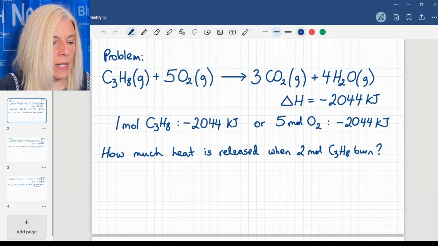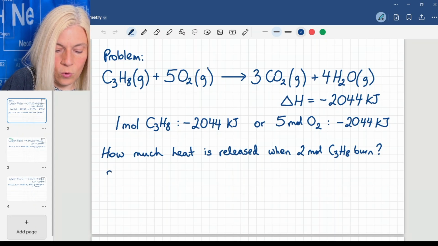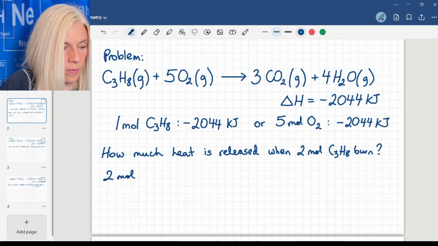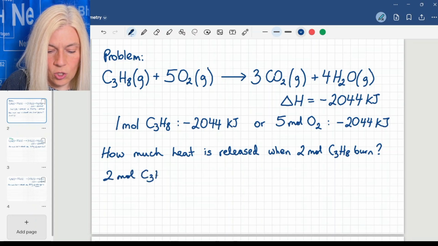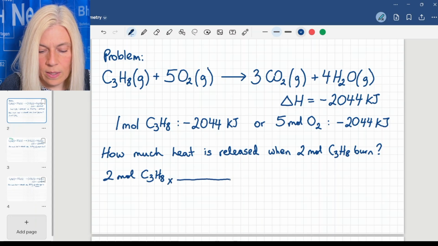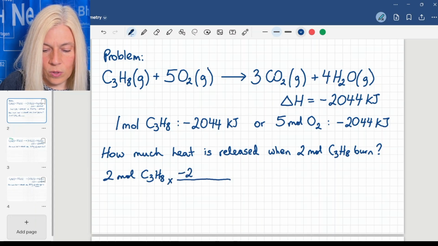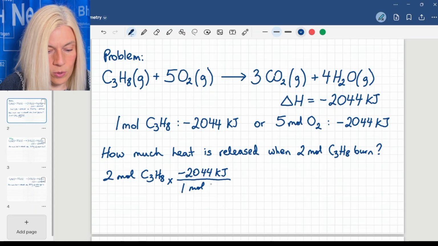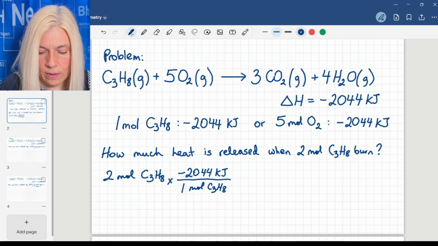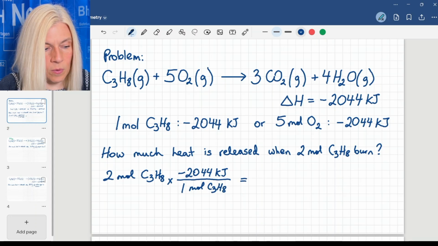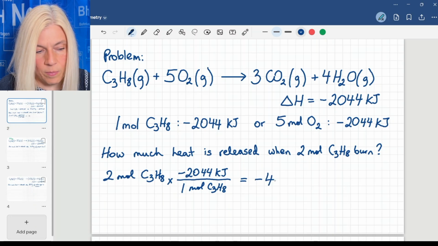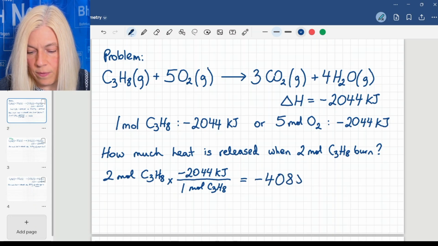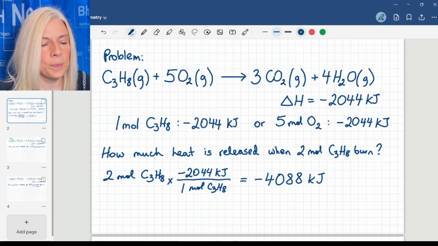Okay, let's think about this. Let's write down what we have. So if we have 2 moles of propane, C3H8, times negative 2044 kilojoules, which is released when 1 mole of propane burns. So that means if I double my propane, if I double the amount, I will have double the energy released. Is this making sense?